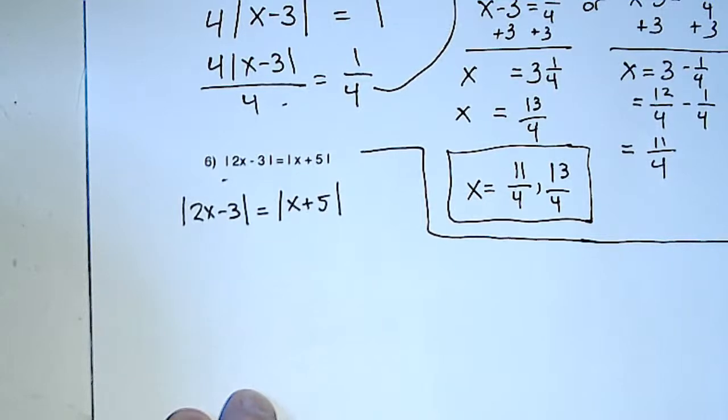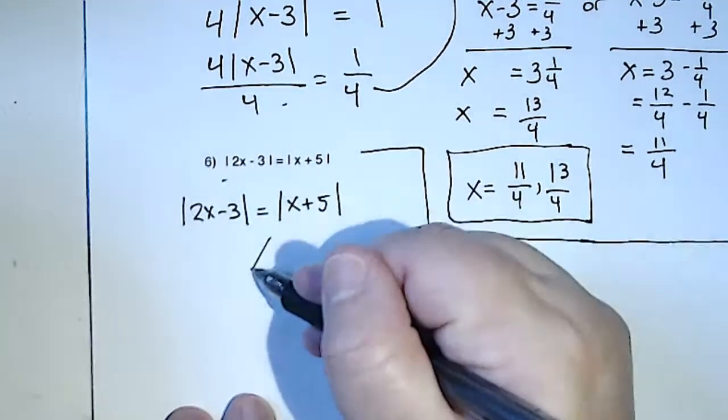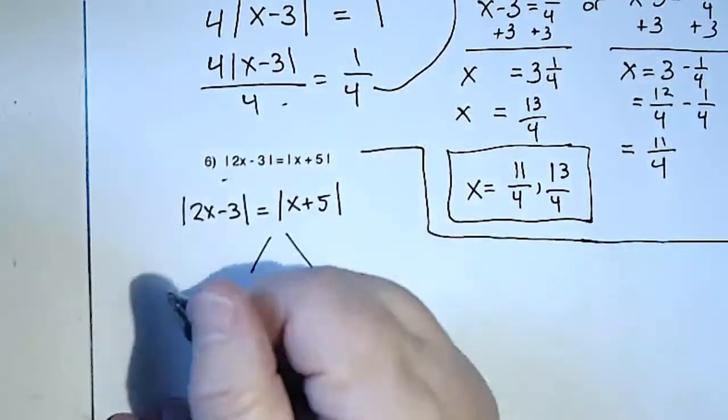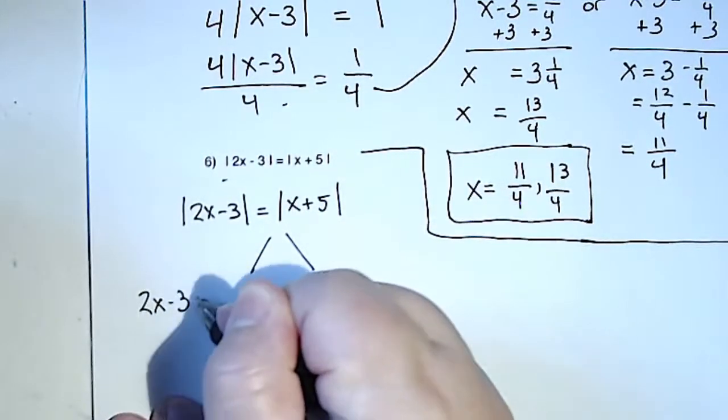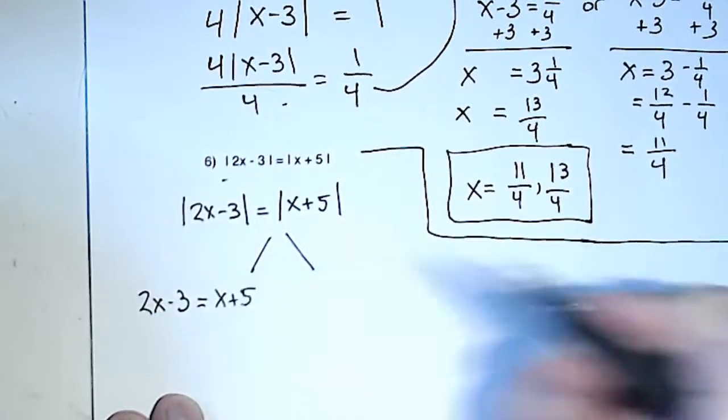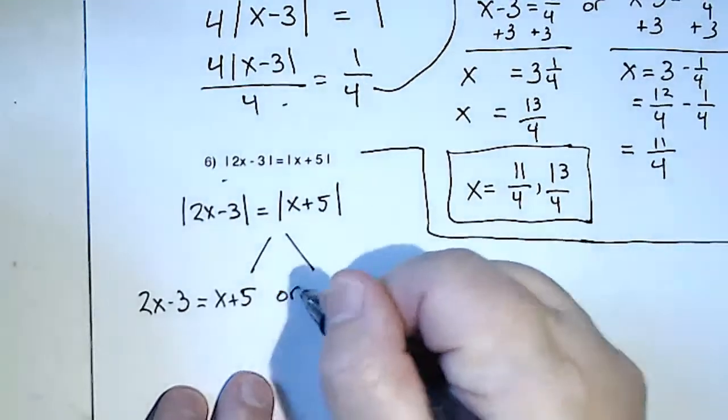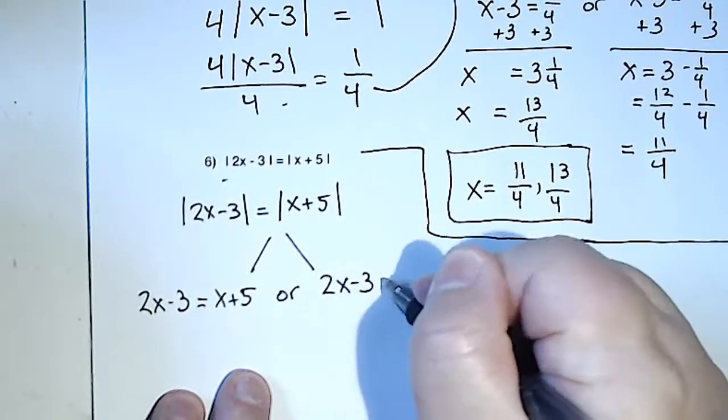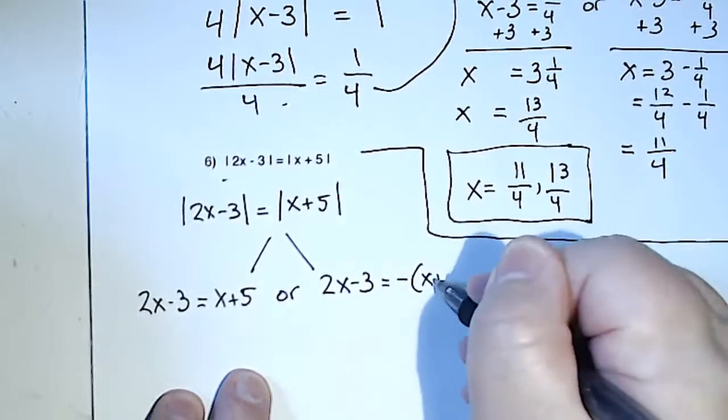So I've got 2 sets of absolute value. And the really cool thing, because there are only 2 options, either they're both positive or they're both negative. So that's one option. Either they match or one is positive and the other one is negative, in which case they're opposites. So believe it or not, if you've got 2 absolute values like this, you either do 2x minus 3 equals x plus 5, or 2x minus 3 equals the opposite of x plus 5.